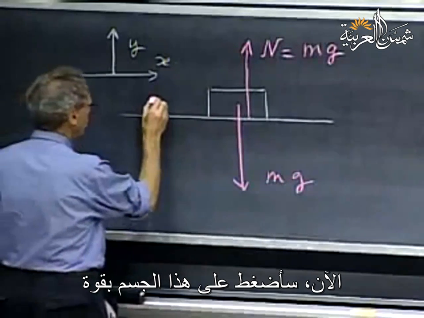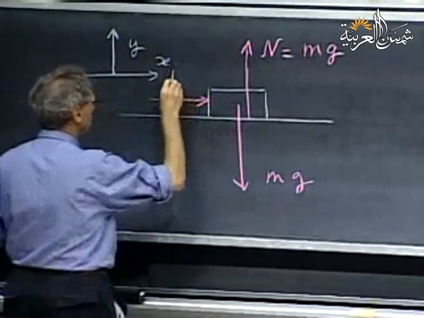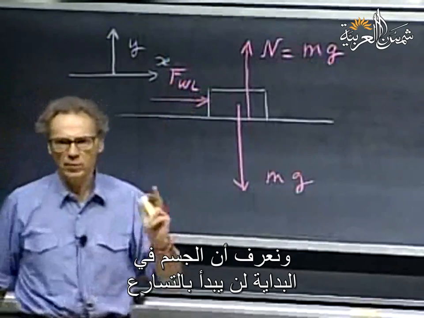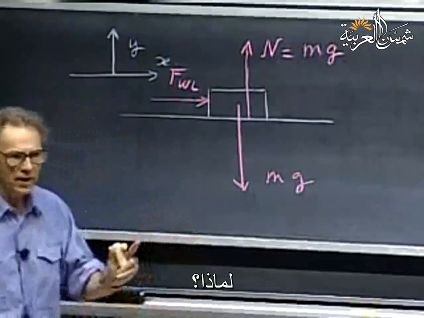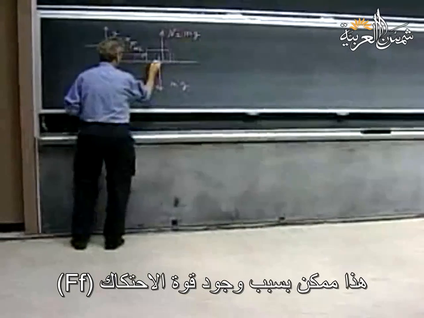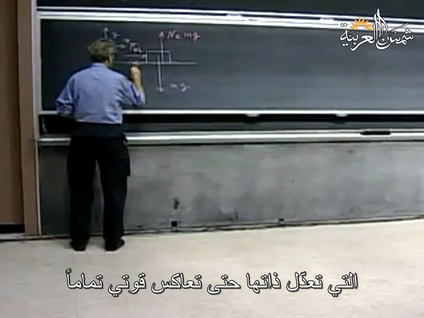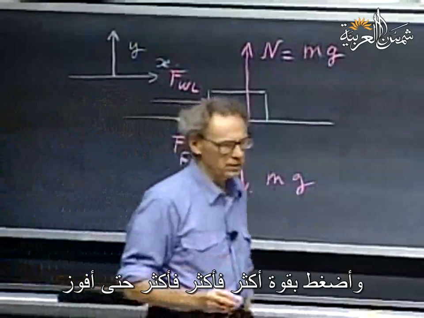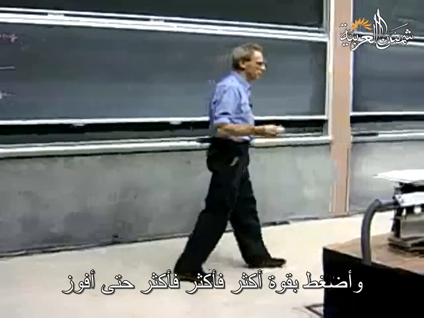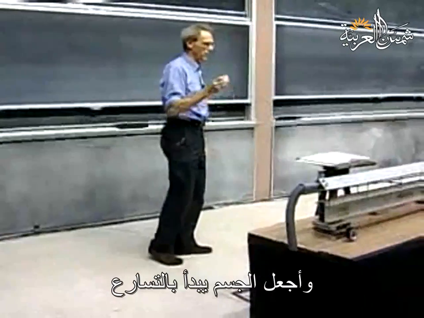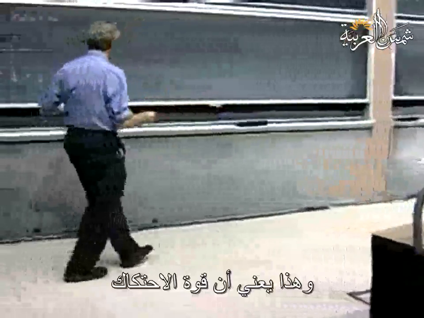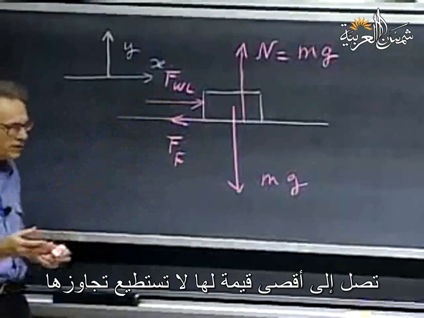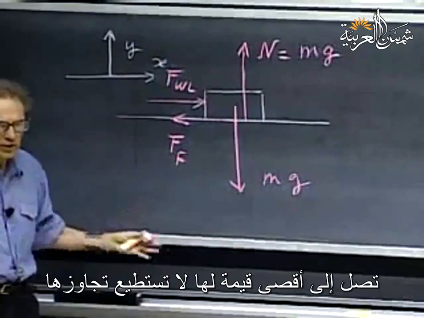Now I am going to push on this object with a force. And we know that the object in the beginning will not start accelerating. Why is that? That's only possible because there is a frictional force which adjusts itself to exactly counter my force. I push harder and harder and harder, and there comes a time that I win, and the object begins to accelerate. It means that the frictional force, which is growing all the time as I push harder, reaches a maximum value which it cannot exceed.